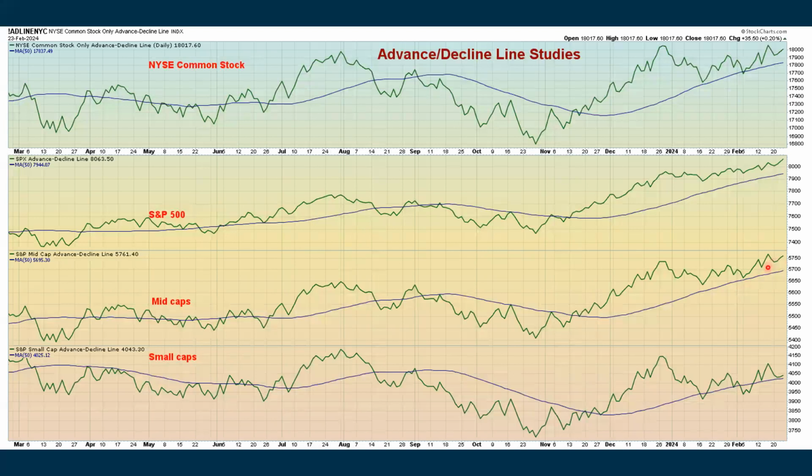The mid caps are showing some improvement, but not really breaking out. And the small caps, they're above their moving average and showing some improvement, but also lagging behind currently. This also suggests that the bigger stocks are really outperforming the smaller stocks.